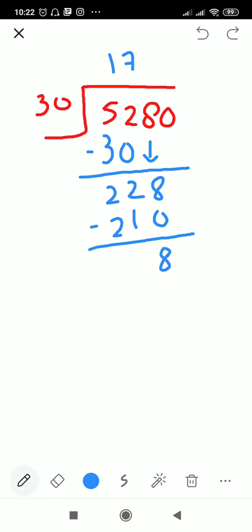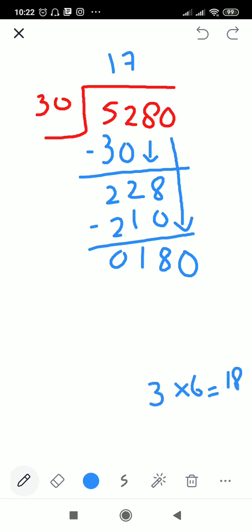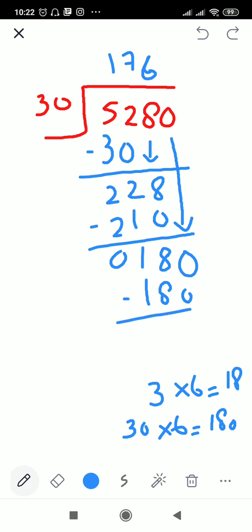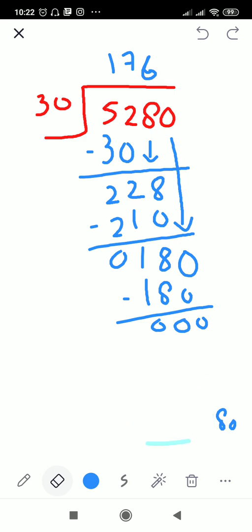8 minus 0 is 8, 2 minus 1 is 1, 2 minus 2 is 0, and now we are going to bring down this last digit here, 180. And you all know that 3 times 6 is 18, so 30 times 6 is going to be 180, and we can divide it now. 6 times 30 is 180, and nothing will be remaining here, 0, and your answer is now 176. Each child made 176 bags.